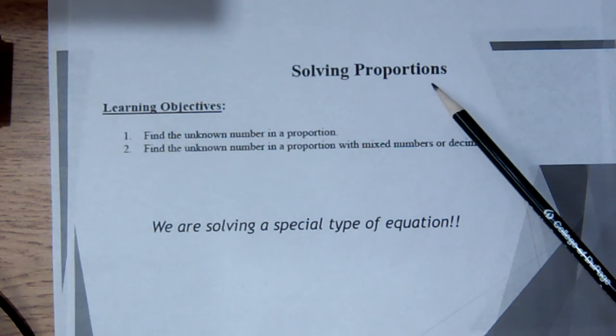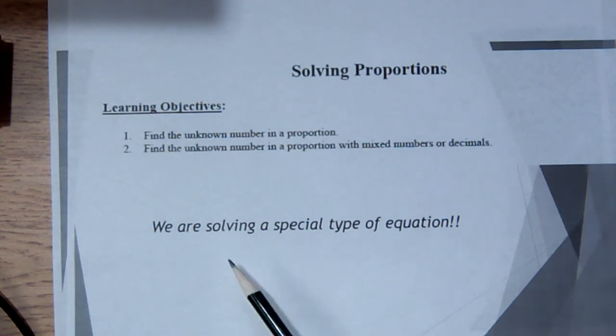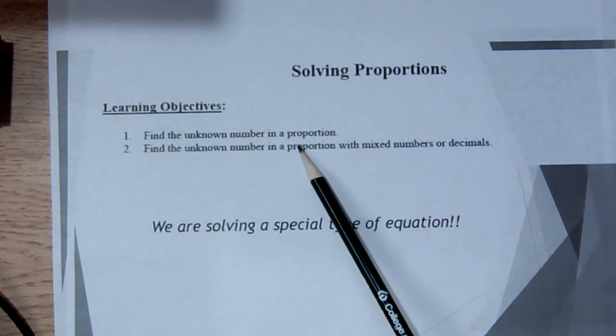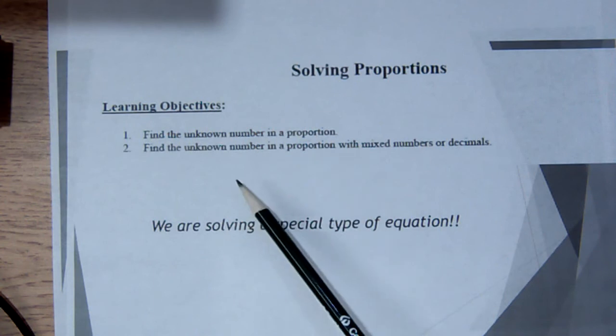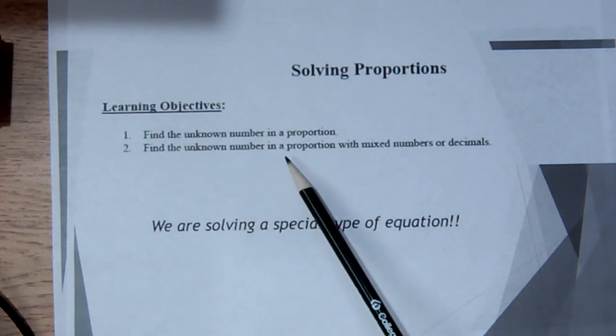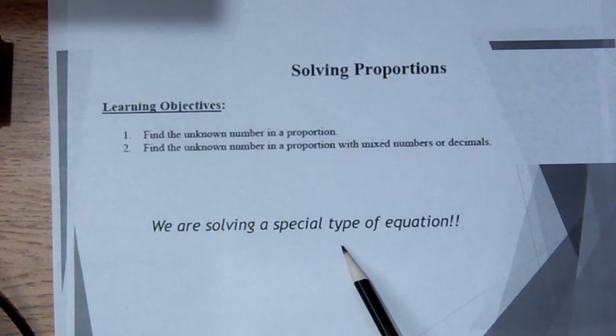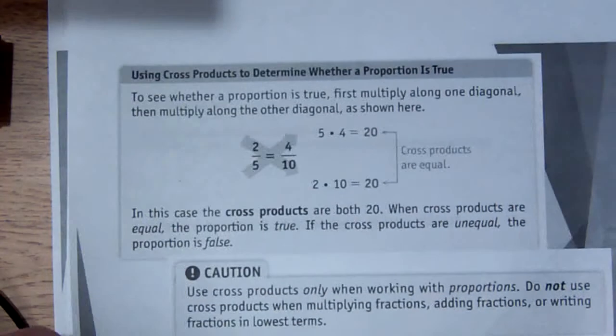Today's video is about solving proportions. We're going to have unknown numbers in our proportion. We're going to find the unknown number, and we're also going to find it in a proportion where we have mixed numbers and decimals. And we're beginning to do algebra, and we're solving a special type of equation. And that equation is a proportion.